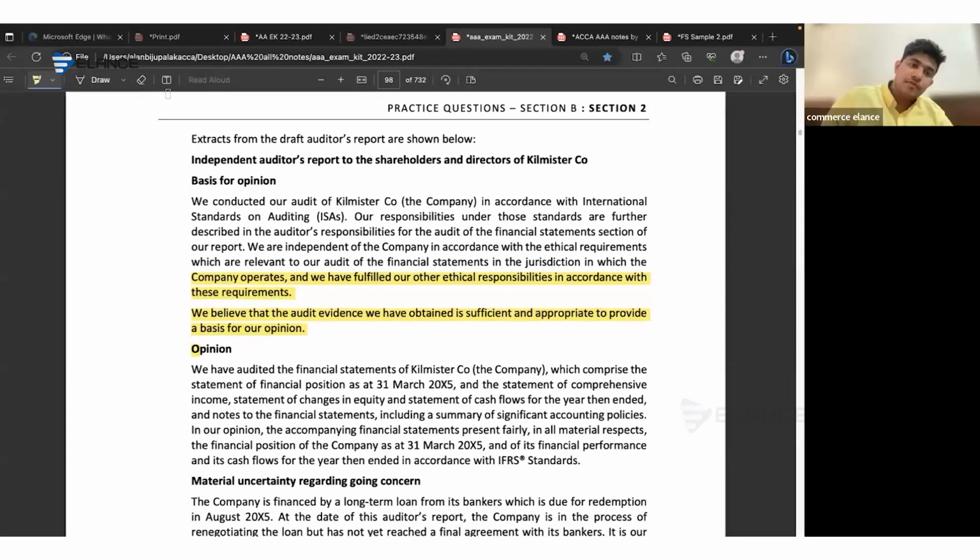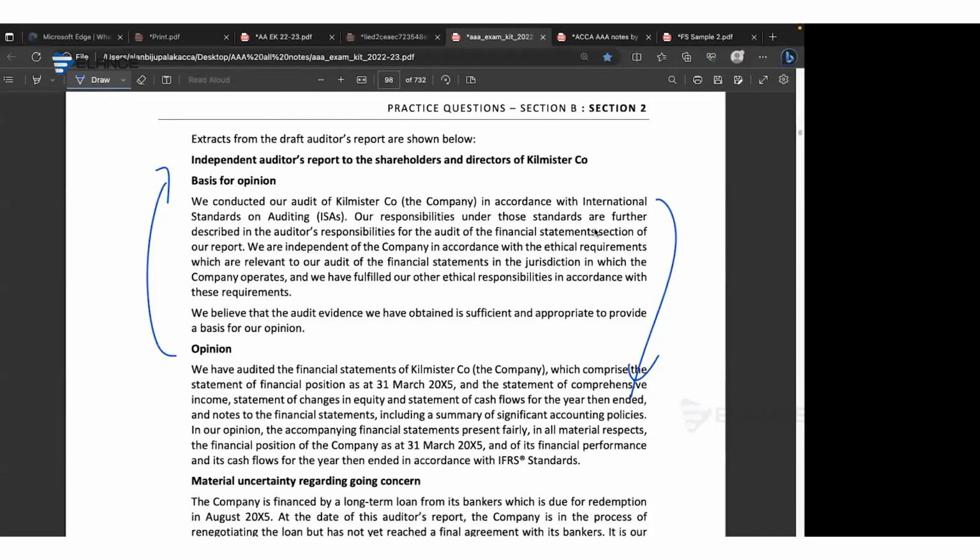Opinion paragraph should be provided first, and following the opinion paragraph, the basis of opinion paragraph should be given. So the order of the paragraph is not appropriate. So you can mention that. You can just give a heading, opinion and basis of opinion, and give the answer: the opinion and basis of opinion paragraph is not appropriately presented. As per standards, opinion paragraph should be provided first, and following the opinion paragraph, basis of opinion paragraph should be provided.